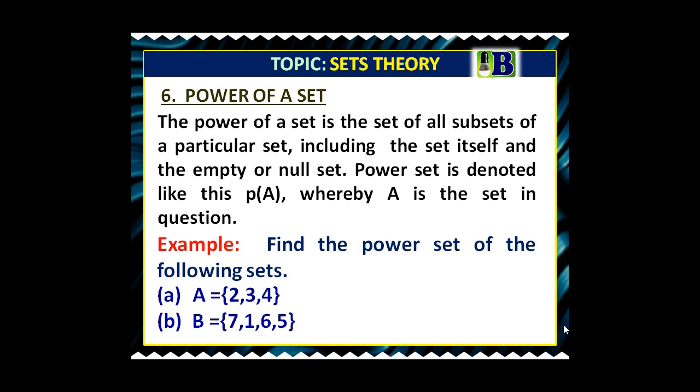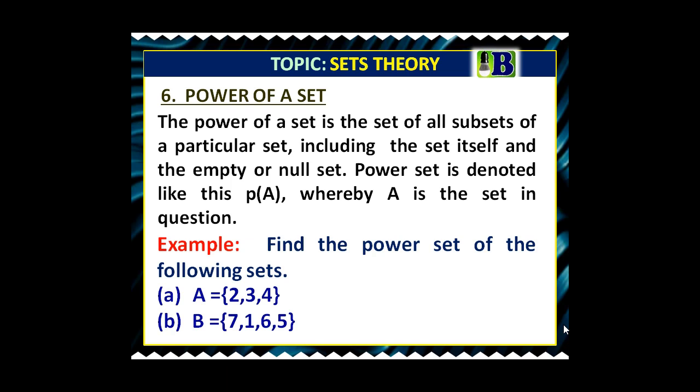Power of a set is like permutation, whereby you try to arrange something. But in this case, power of a set is only applicable to a single set. The set itself, you are trying to arrange the elements of that set itself. We use examples to illustrate it so that it will be easy. The first example we have here is: find the power set of the following set.